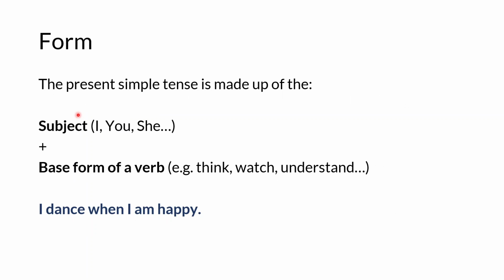The form of the present simple is comprised of the subject, so I, you, she, he, it, etc., plus the base form of a verb, so think, watch, understand, for example. To give an example of the form, I dance when I'm happy is an example of the present simple tense. I dance when I'm happy.